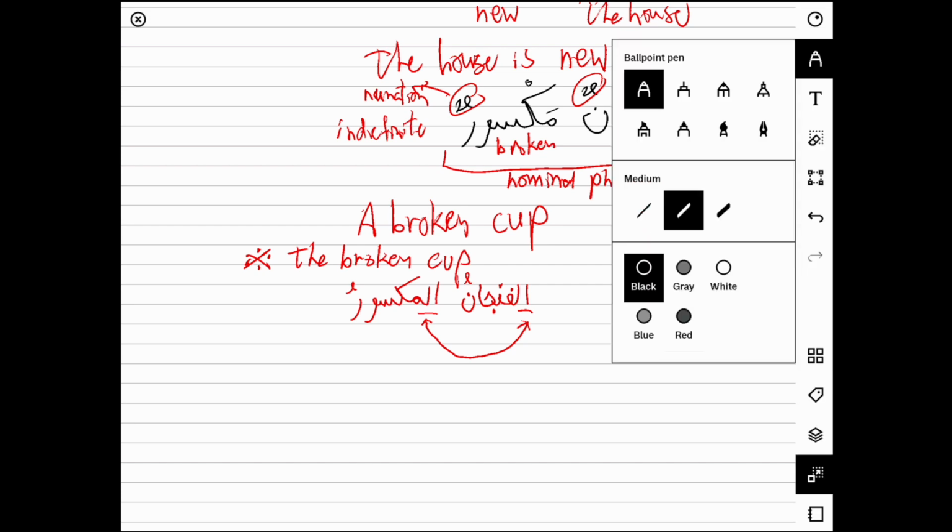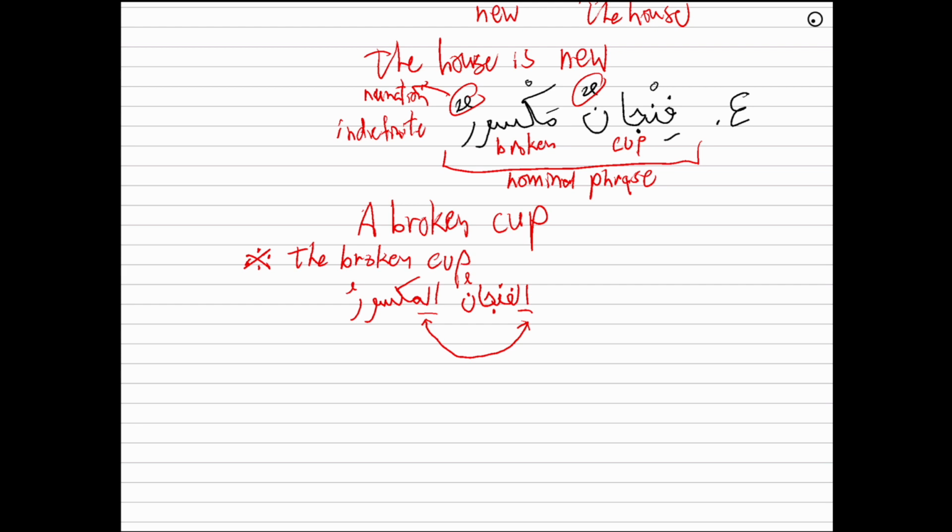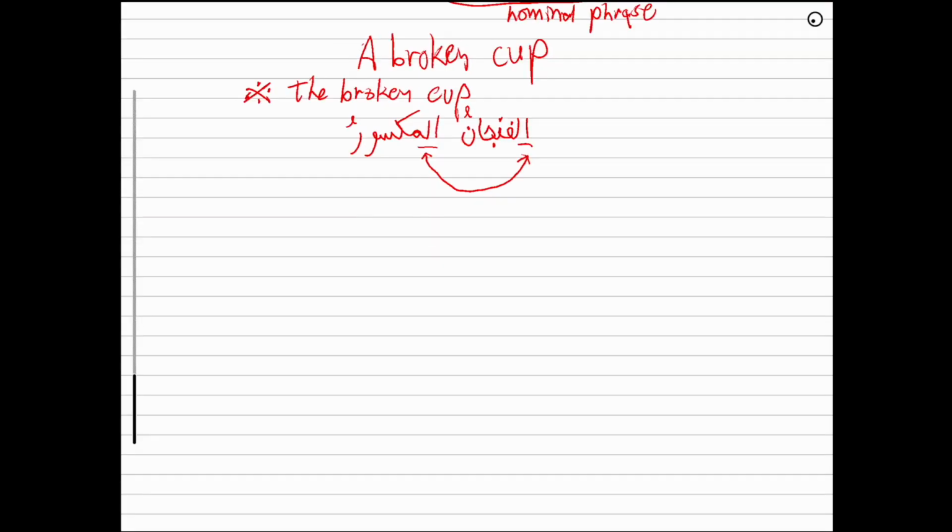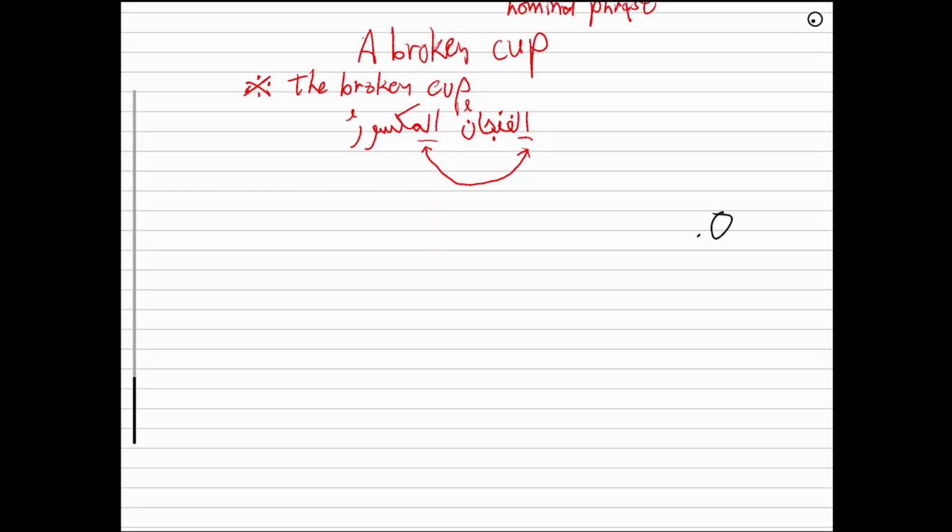With that, let's go to number 5. Number 5 may have stumped you guys a little bit, but we're going to go over it. الكتاب جديد. And then period. هو جميل. And I'll give you some time.